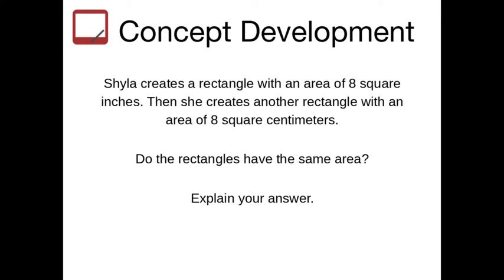A centimeter is a lot smaller than an inch. So if we have units that are 8 square centimeters compared to another rectangle that has units of 8 square inches, do you think that our inches and our centimeters are going to be the same size? Nope, probably not. So do the rectangles have the same area? No, they don't. Of course, they both have an area of 8, but one is square inches and one is square centimeters. So that helps us to explain our answer.